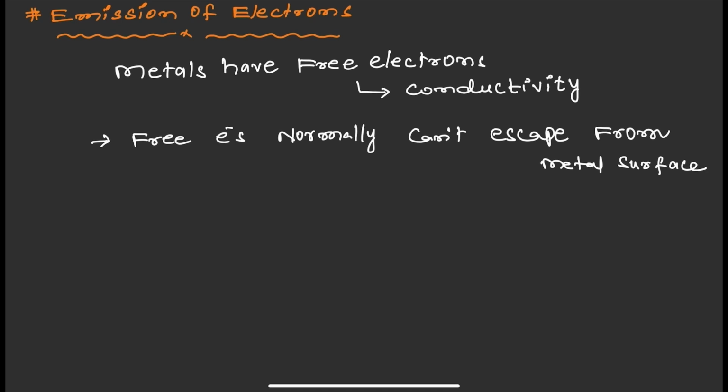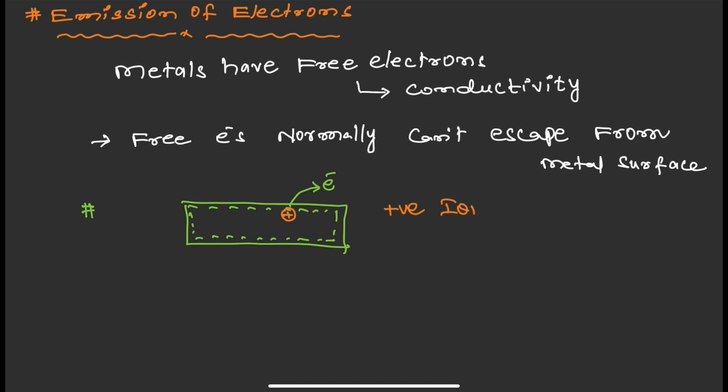If a conductor has free electrons, and an electron has negative charge, and this free electron wants to jump out, there is a possibility of formation of positive ions. So positive ions are formed.